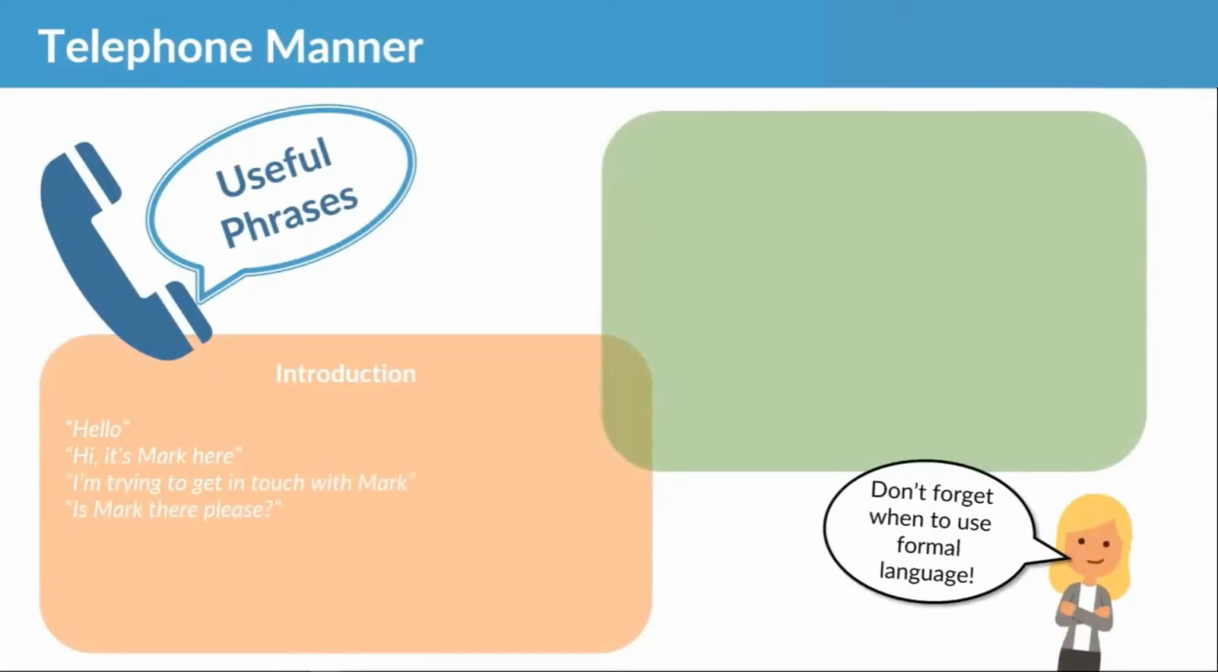So if you are on a business telephone call, good morning, good afternoon, or good evening. Could I speak to Mark, please? Or if you are the recipient, this is Mark speaking. So look at the difference between the informal and the formal. Hi, it's Mark here. This is Mark speaking. Is Mark there, please? Could I speak to Mark, please? So using the modals makes it more formal, as we know.